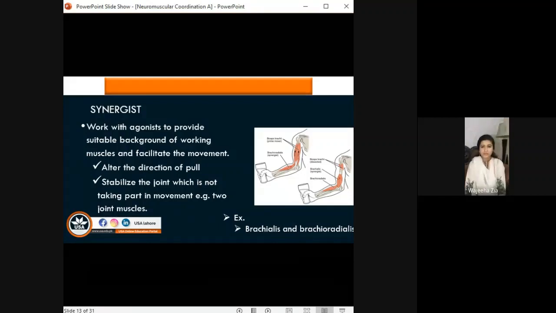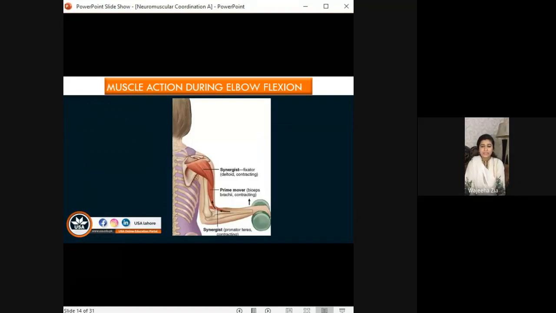Sorry for the interruptions. We were at the synergists. The main function of synergists is to help the agonist or to provide the proper background. In this diagram, you can see the function of agonist, antagonist, and synergist along with the fixator.